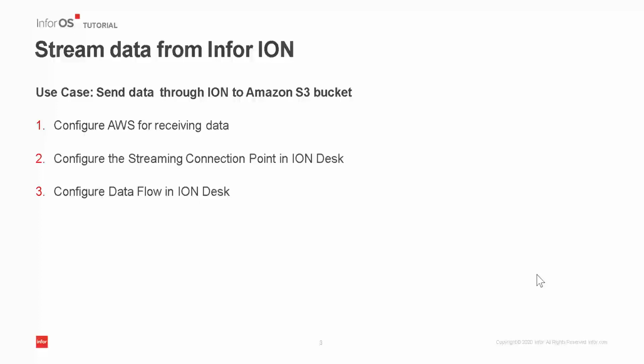So we're going to go through 3 steps. We're going to configure AWS for receiving the data. We're then going to configure a streaming connection point in ION desk to connect to that Kinesis stream that we set up in step 1. And then we're going to configure a data flow in ION desk to use that streaming connection point. So let's take a look at how this is done.